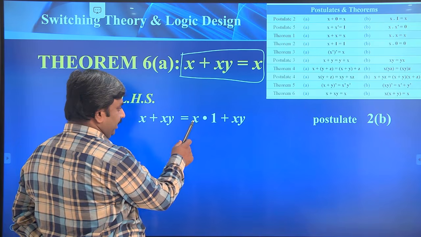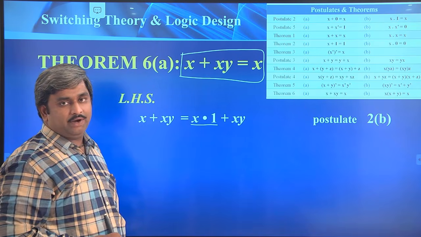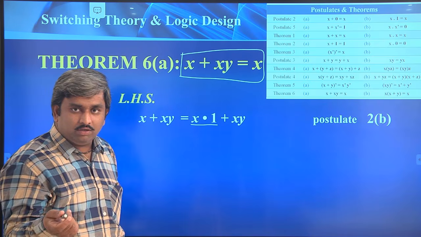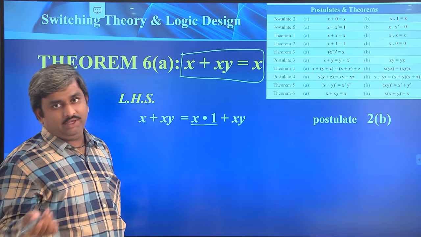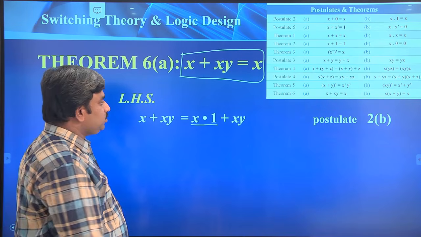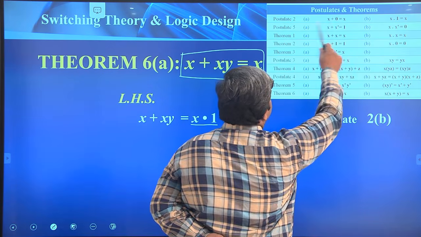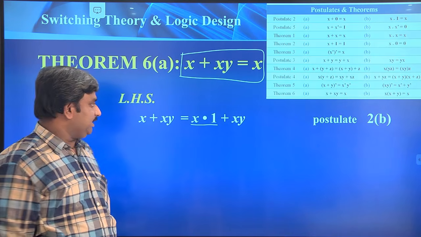In the place of x, I am writing x into 1. Anything into 1 is that same thing: x into 1 is x, y into 1 is y, z into 1 is z. So we will get the same variable. That is from postulate 2b: x into 1 is equal to x. So I have written it the same as this.